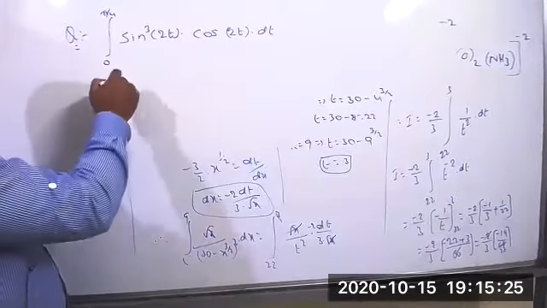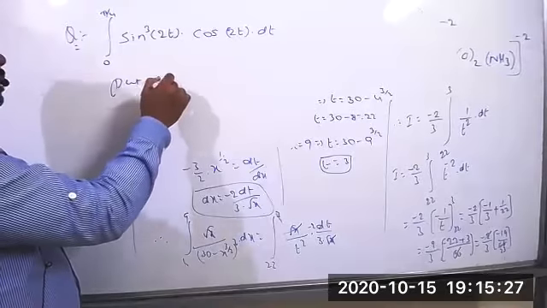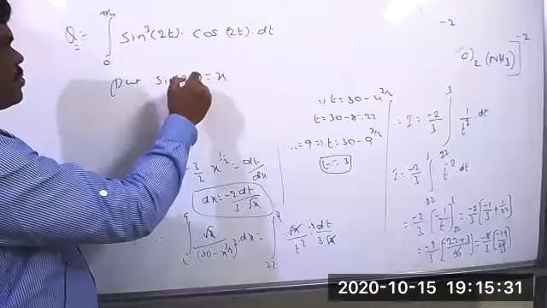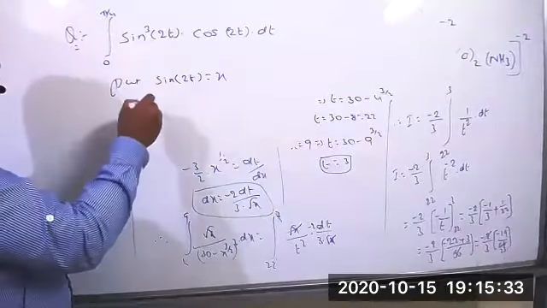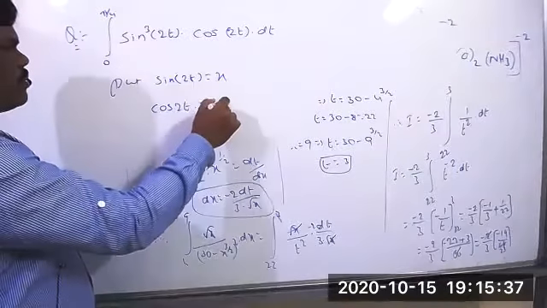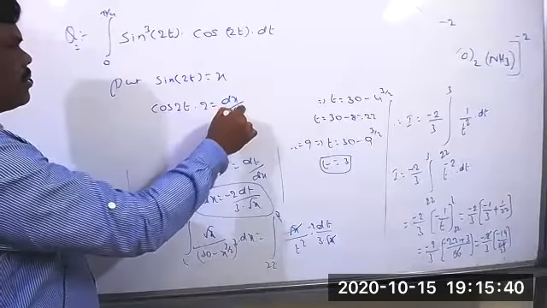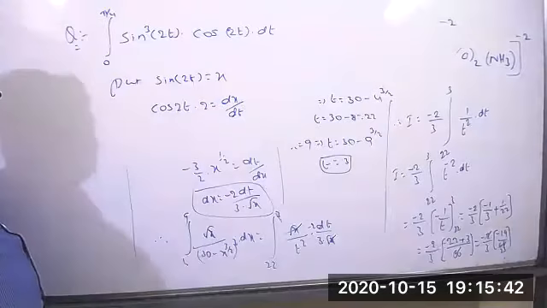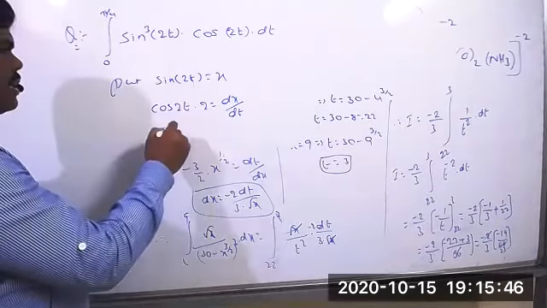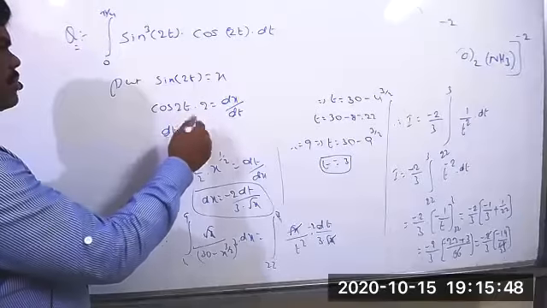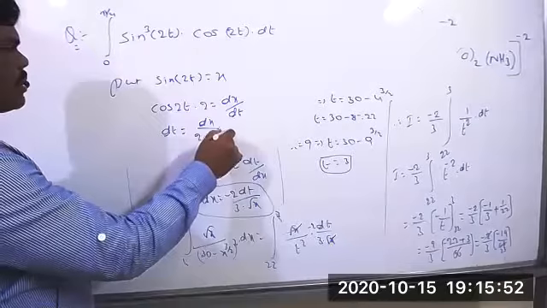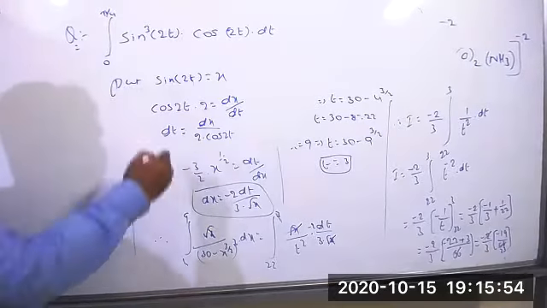Put sine 2t equal to some x. So differentiation of sine 2t equal to, we can write now, cos 2t into 2 equal to dx by dt. Then the value of dt equal to this one I just said now: dx by 2 into cos 2t.